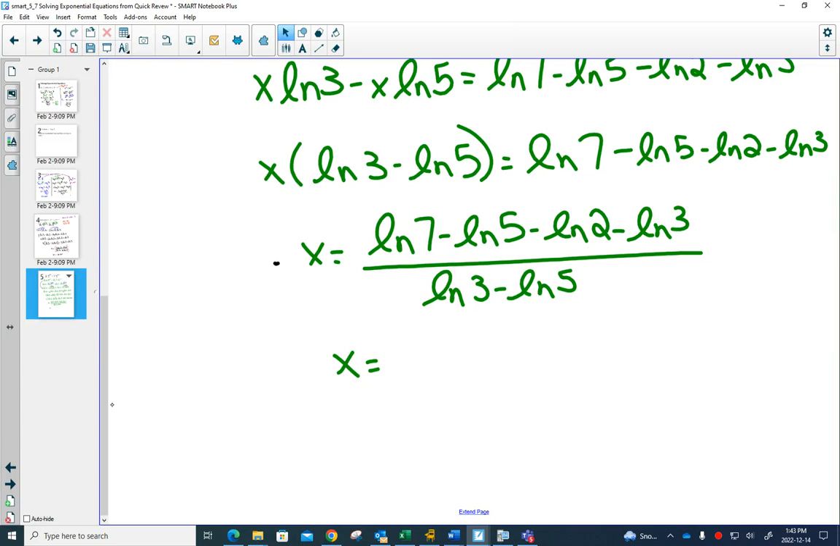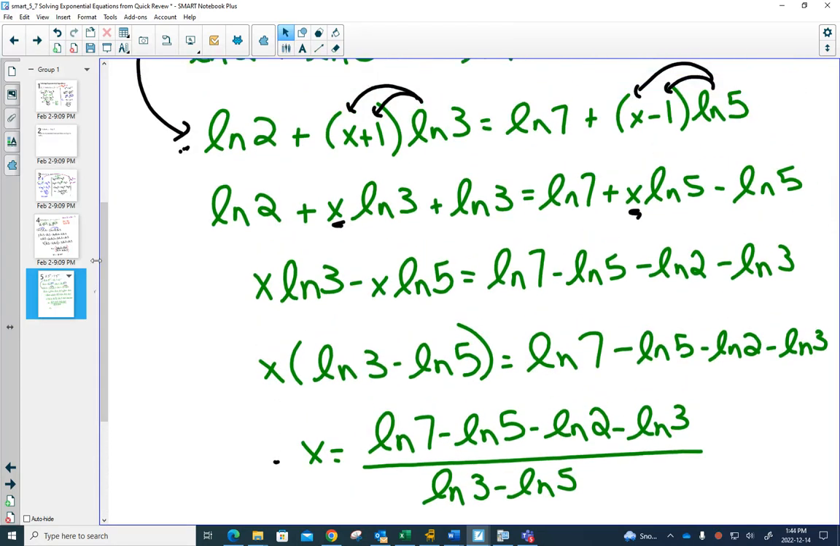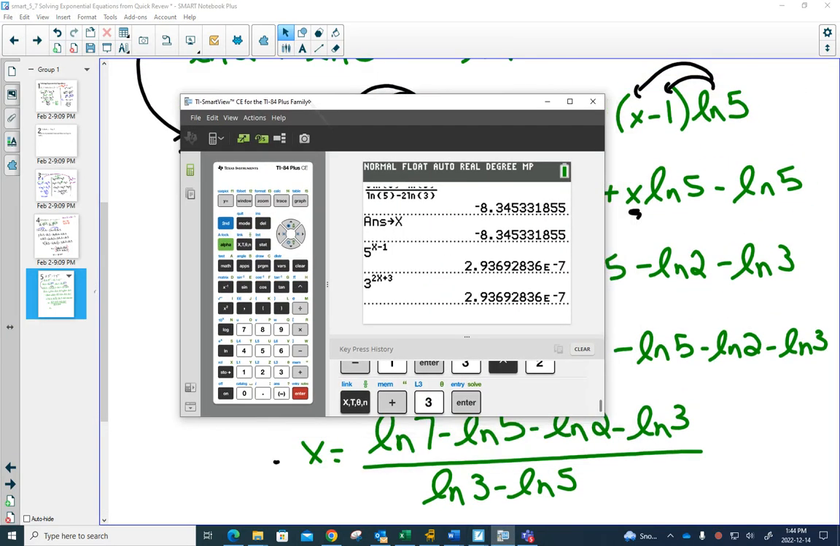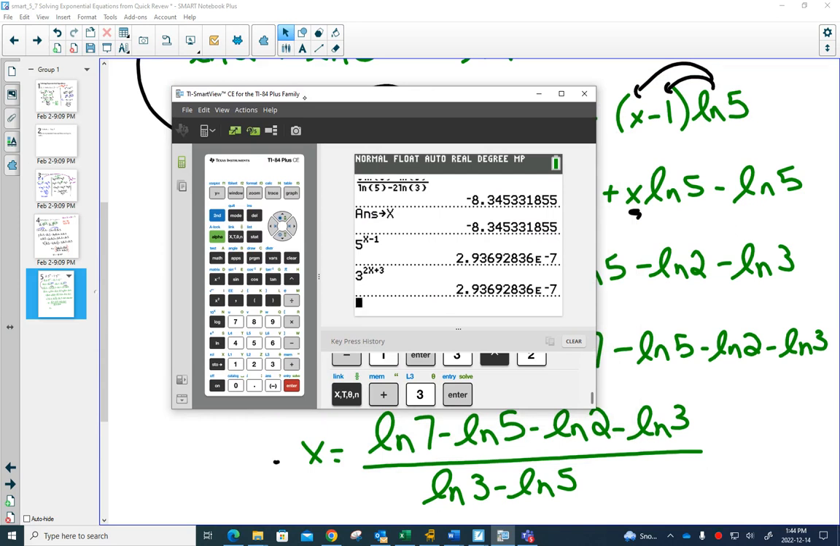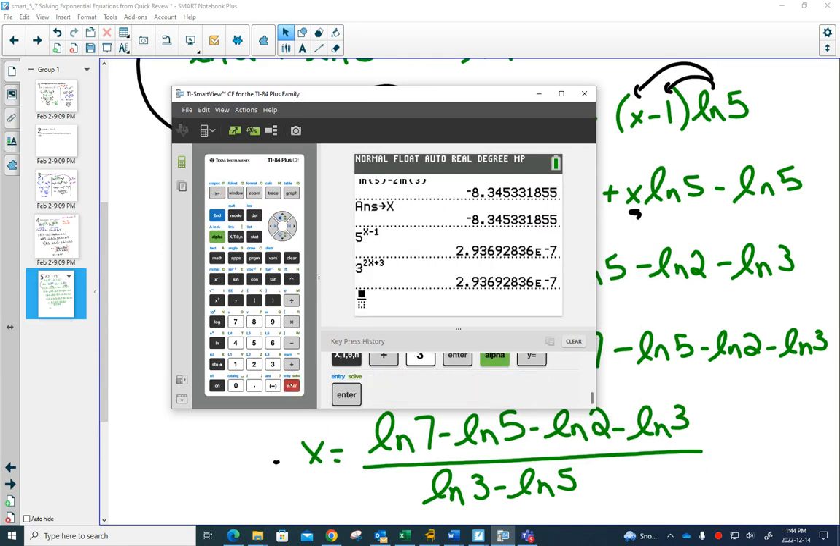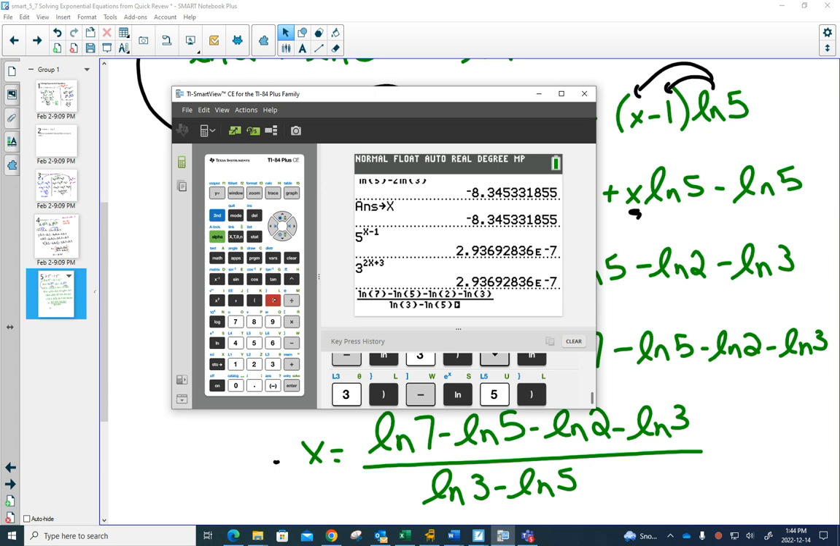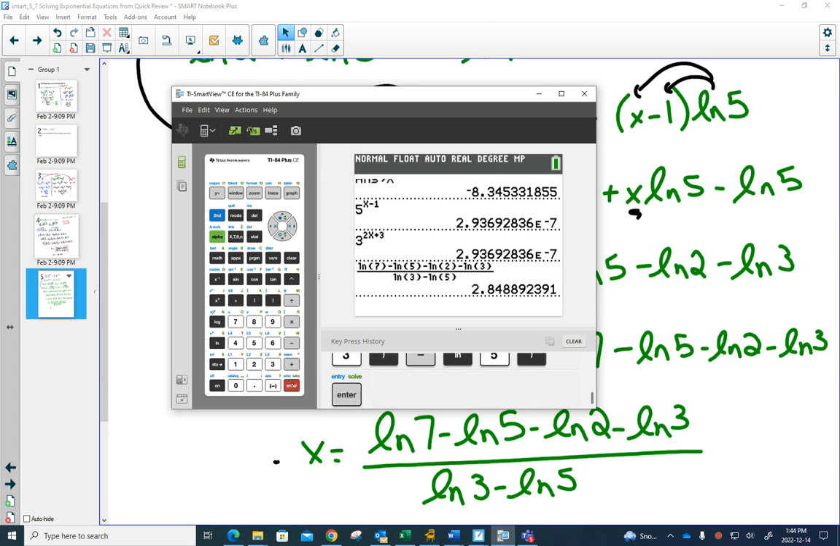So let's see if we can type this into our calculator. I'm going to put it there so I can actually see it while I'm typing. Use my fraction button. Natural log of 7 minus natural log of 5 minus natural log of 2. Notice that on my calculator it adds a bracket, kind of annoying, because then you have to close that bracket. Just be careful with that. Natural log of 3 minus natural log of 5. 2.84, store it as x.